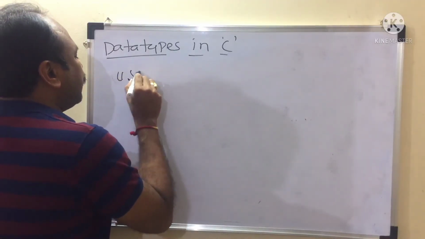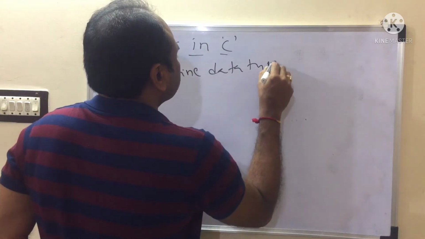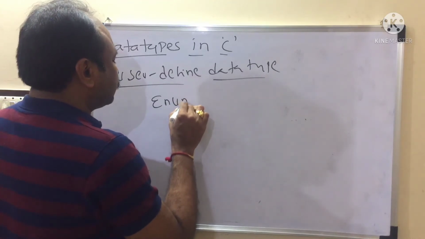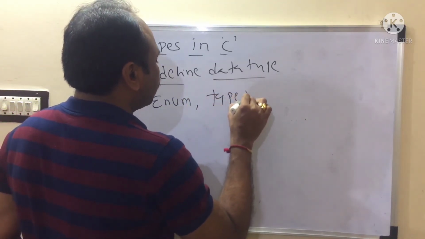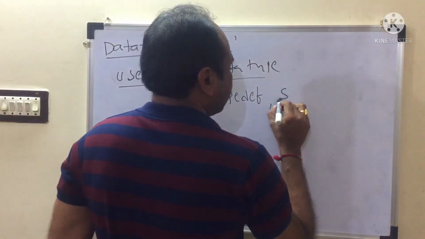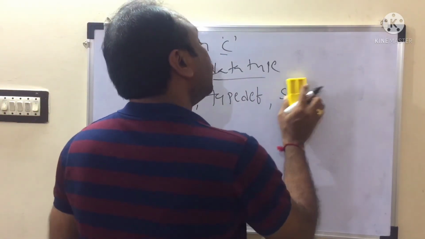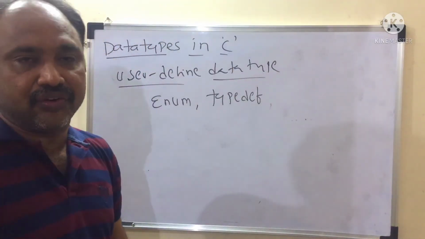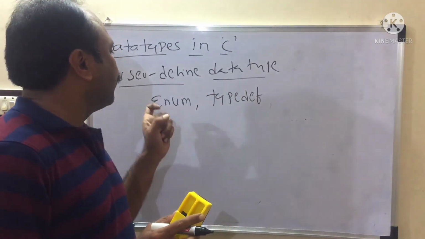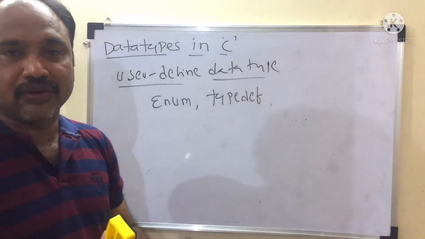User defined data types. Enum, typedef, structures. Enum and typedef will come under the category of user defined data types. Structures and unions also will come under the category of derived data types only. What is the purpose of enum? What is the purpose of typedef? I will explain in a separate video.